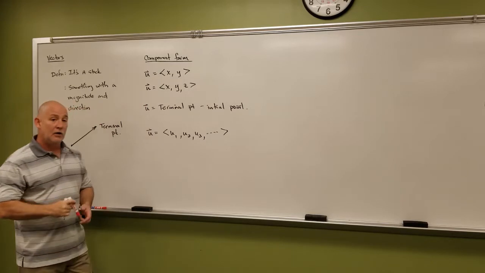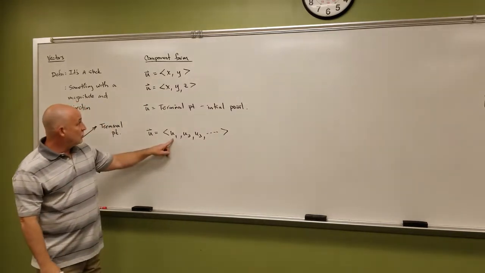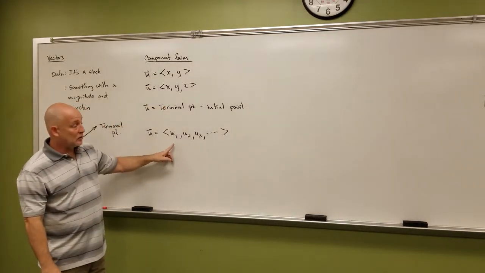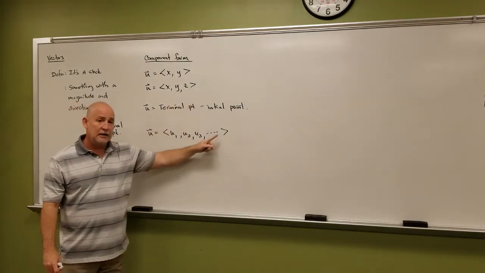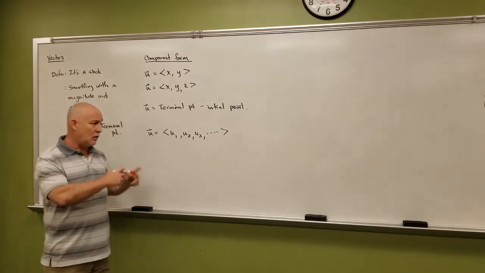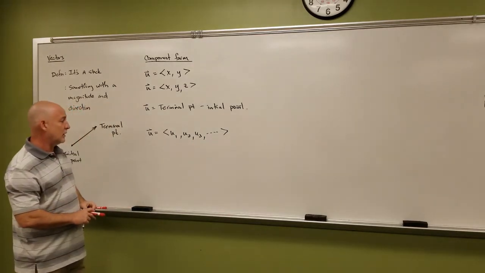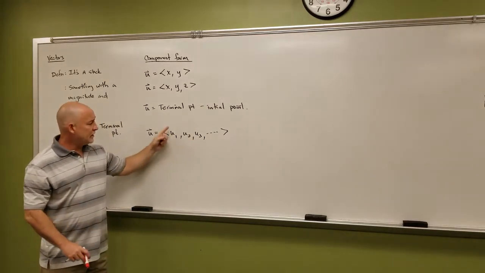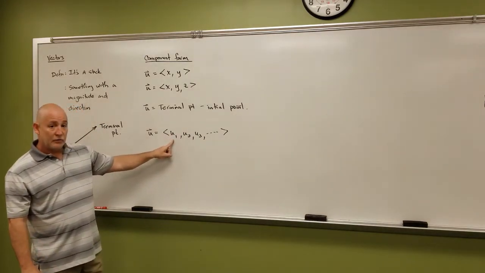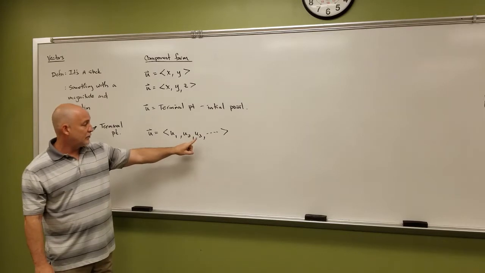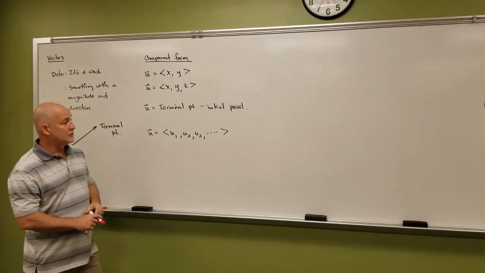for however many components that it has. Now the convention though here is u1 is still the x direction, u2 is the y direction, u3 is the z direction, and then after that you kind of have to define what the other dimensions are that you're talking about. So this is the standard notation that we're going to use for the rest of the semester, but just realize first component is the x direction, second component is the y direction, third component is the z direction.